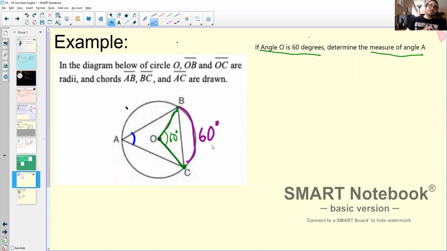I would like for someone to now explain how that helps us find angle A. And I want to hear from someone else I have not heard from. So now that we know that arc BC is 60 degrees, how does that help us determine what angle A is? Remember, we want to find the measure of angle A. How does that help us?